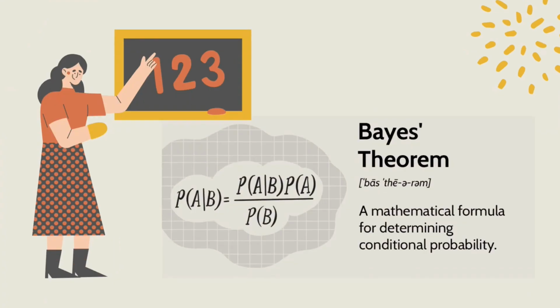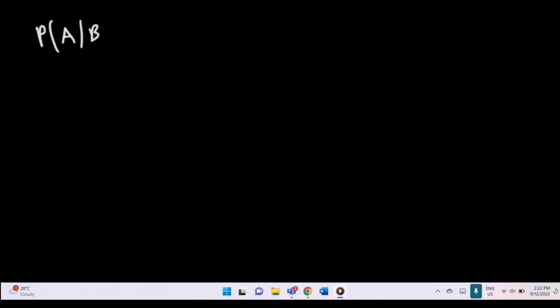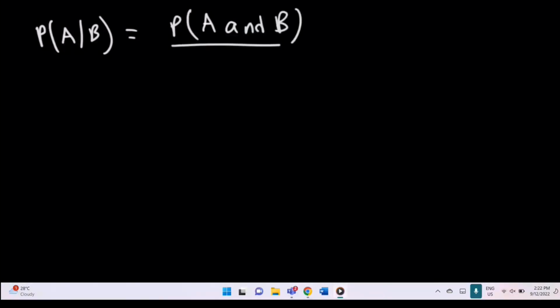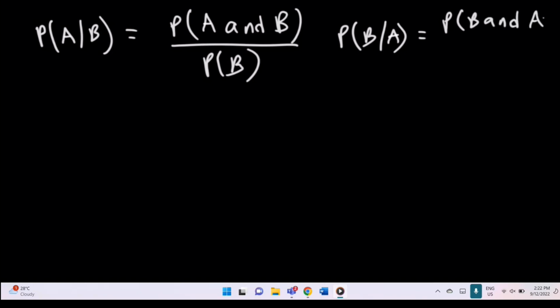Before we start, we need to know what Bayes' theorem is. Basically, Bayes' theorem is a mathematical formula to determine a conditional probability, and this is the general formula. Particularly, the conditional probability of event A occurring given that B has occurred equals the probability of events A and B both occurring over the probability of B. On the other hand, the probability of B given A also equals the probability of events A and B over the probability of A.